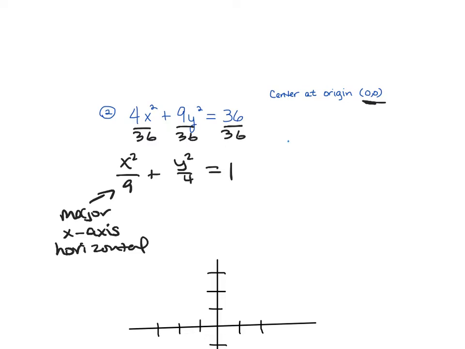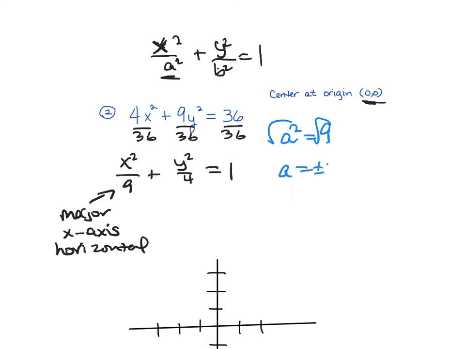So remember, vertices come from the a squared, and this is set up like this, x squared over a squared. This is the setup for this one, because the bigger number is under the x squared, so that's where my a squared is. So a squared equals 9, square root both sides. A is equal to plus and minus 3. Do the same thing for the b. B squared equals 4, square root it. B is equal to plus and minus 2.